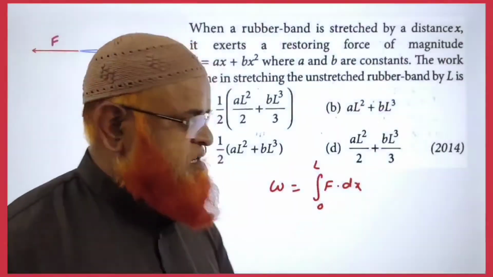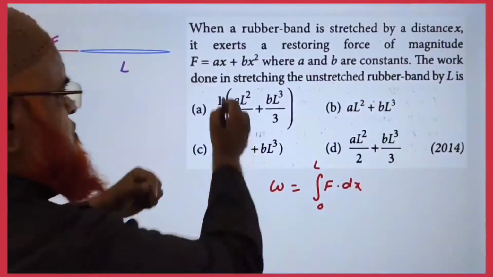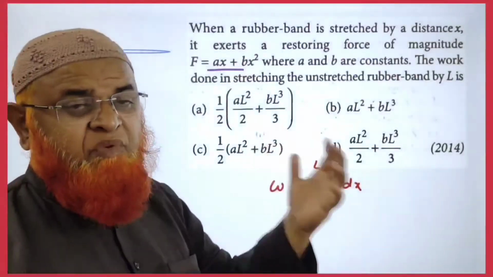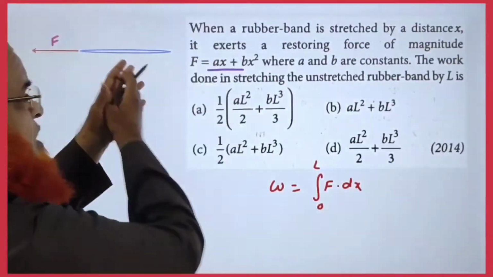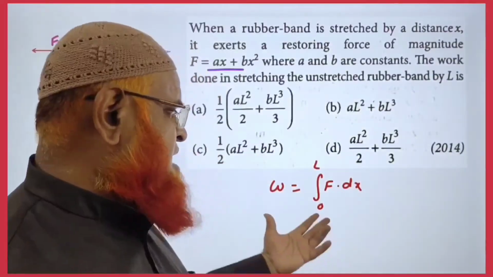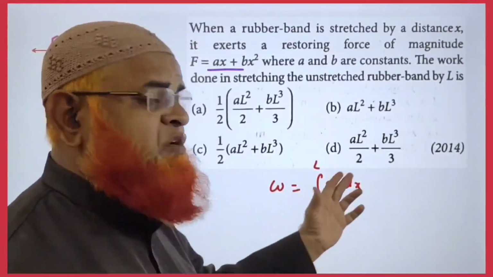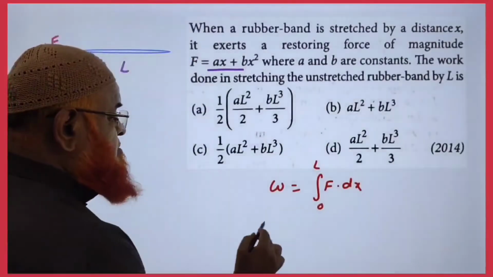My dear students, here a rubber band is stretched with certain force and the force is given with a magnitude ax plus bx square, where a and b are going to be constants. It has been stretched to a length L. Then what is the work done to stretch this rubber band? For that, you know, work done is nothing but f into dx. Limits are from 0 to L. That's it. You can just do the problem here.